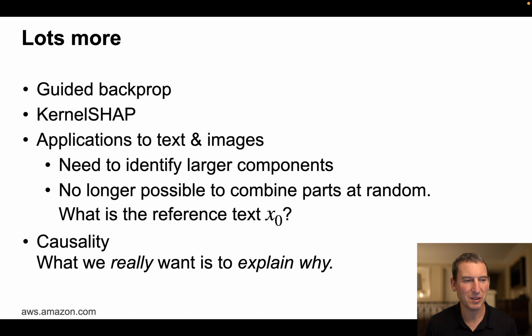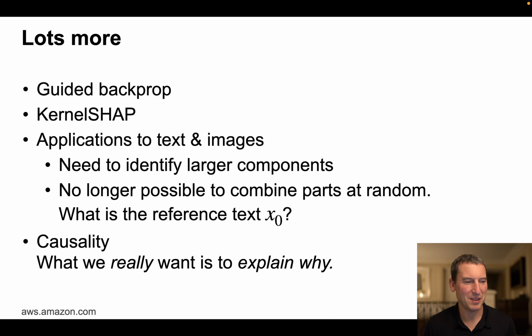So there's this thing called guided backprop. It's fallen a little bit out of favor because the other terms are a bit more statistically well-founded. There's something called kernel SHAP, which tries to make the appropriate approximations. And then, as said, probably one of the most exciting areas right now are applications to text and images, because they need to combine larger components, because just saying, well, this is Alex because the third pixel from the top looks like him, doesn't convince a lot of people.